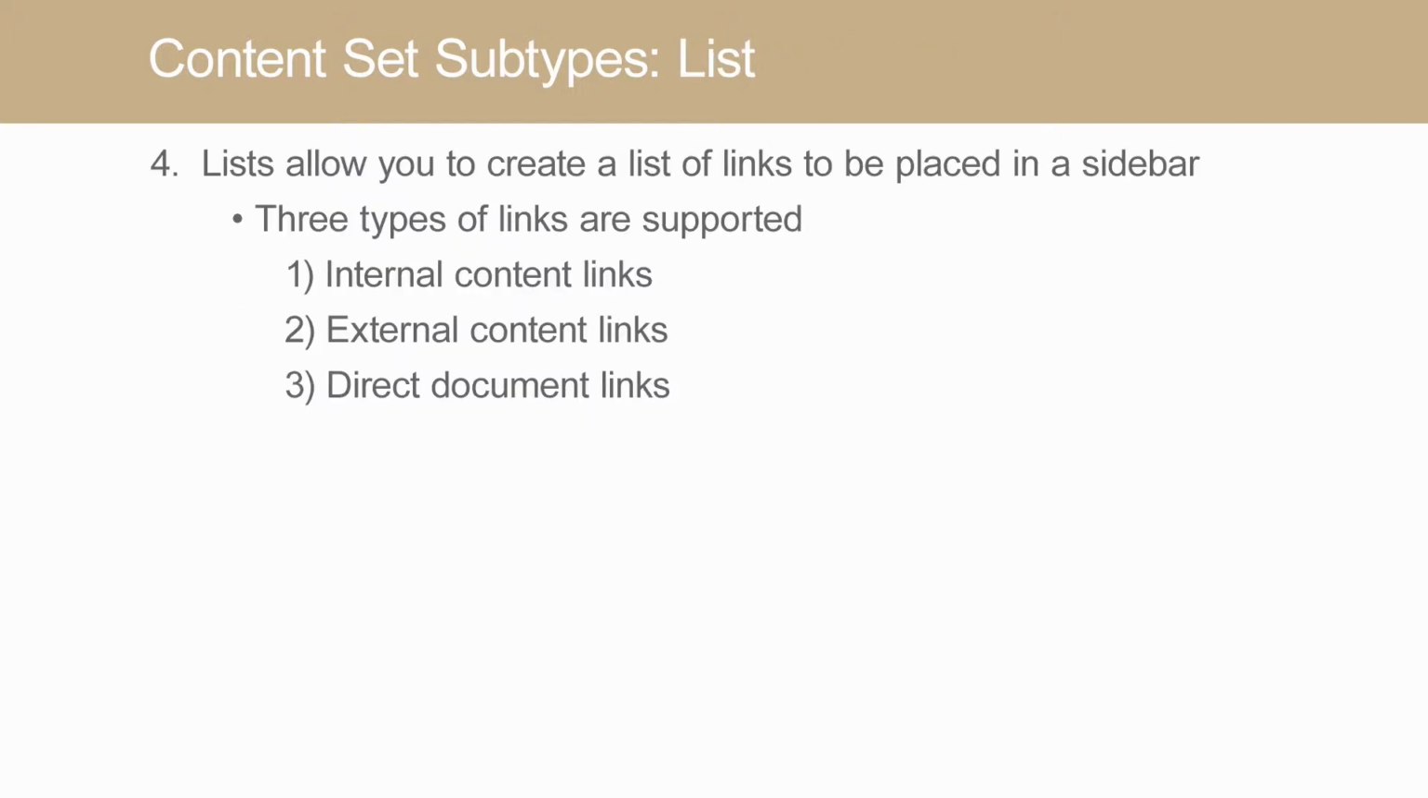Next, we'll review the list subtype. The list allows you to create a list of links, most commonly referred to as quick links. In this subtype, the links are categorized in 3 ways: internal content links, which link to pages within your own website; external content links, which link to pages outside of your own website, including other GW websites; and on-site downloads, which are direct document links.